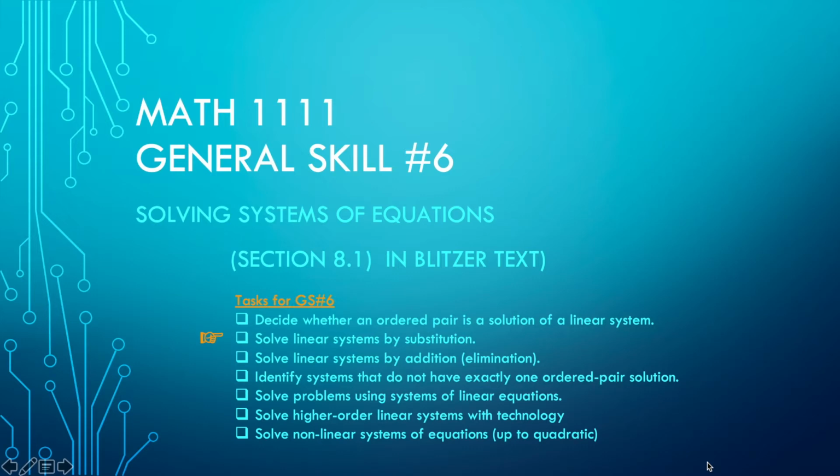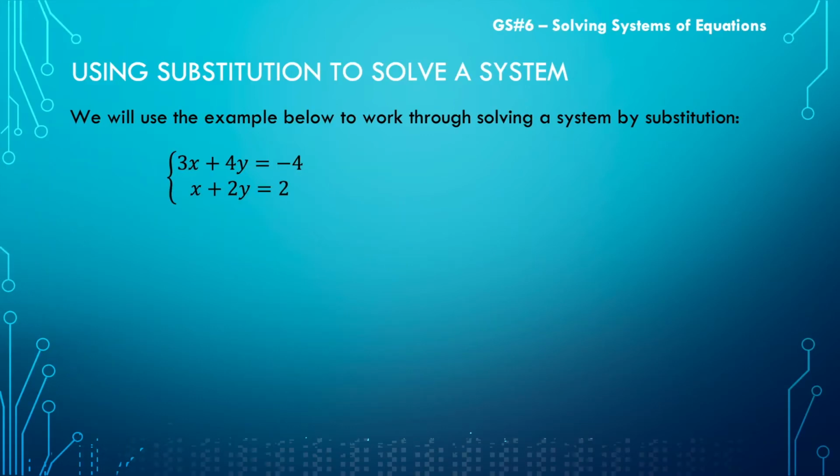Welcome back, and in this video we're going to be talking about how do we solve linear systems by substitution. And we're going to focus on this video on solving a system of two equations with two variables by the substitution method. So we're going to work through the system that you see here using a four-step method, and we're going to work through it as we talk about the steps.